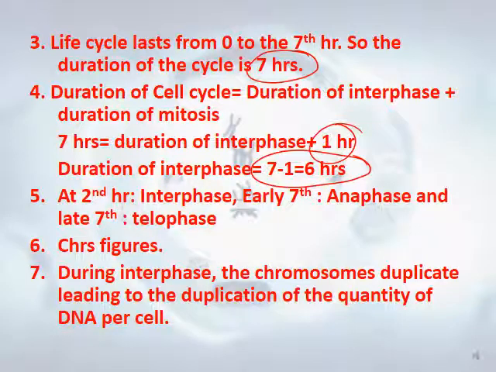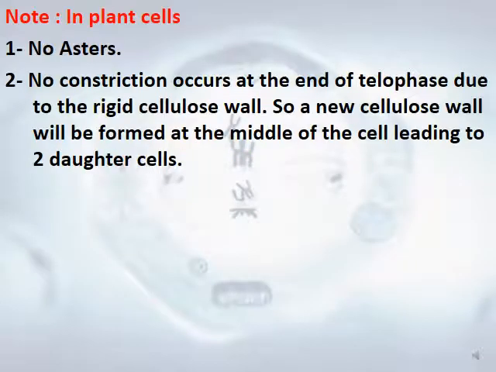Early 2nd hour is the interphase, early 7th is anaphase, and the late 7th will be the interphase. You have to draw the figures that we already drew before. During interphase, the chromosomes duplicate, allowing the duplication of DNA and duplicating the quantity of DNA per cell.